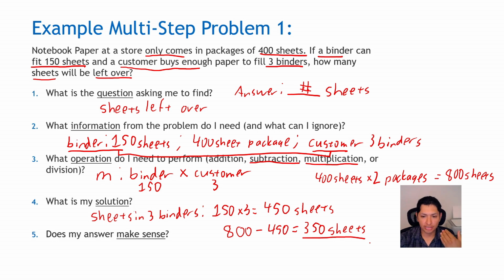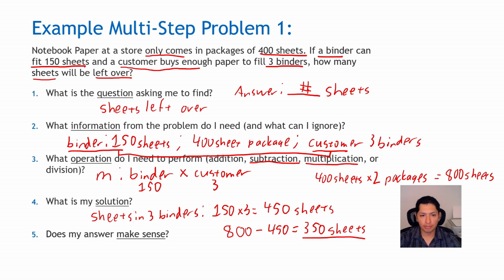And now I'm just going to quickly take a step back and say, does my answer make sense? Well, you can only buy sheets in packages of 400, so 800 is quite a lot of sheets. But 450 of them, that is more than half, go into the binders. So being left over with a good number of sheets, but definitely a number less than 800 makes sense. So the answer makes sense in this case. The answer is 350 sheets.